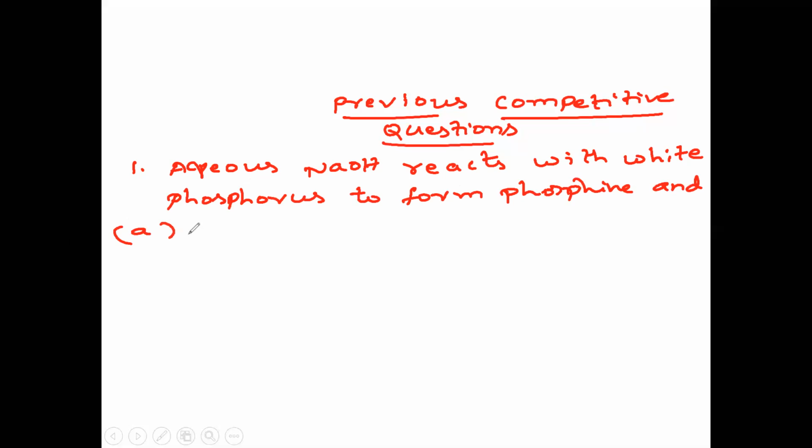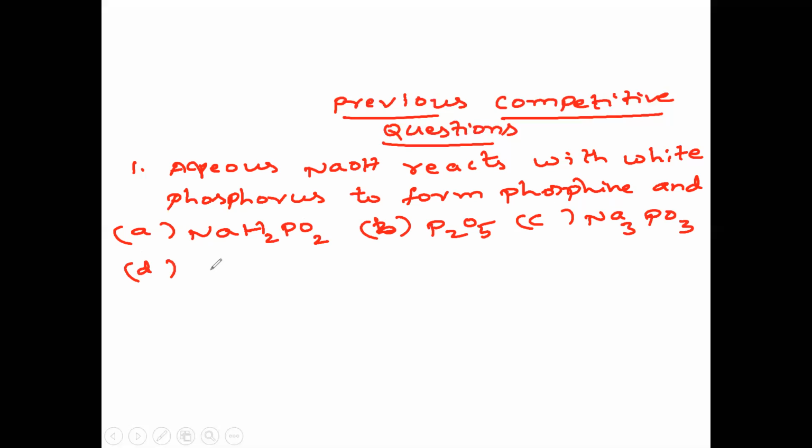Option A, NaH2PO2, that is sodium hypophosphite. Option B, P2O5. Option C, please note down in your class, Na3PO3. And option D, P2O3. Aqueous NaOH on reaction with white phosphorus forms phosphine as well as other byproducts. So the answer is NaH2PO2. You can refer to the equation for the preparation of phosphine from white phosphorus, which is given in the slides. Second question.